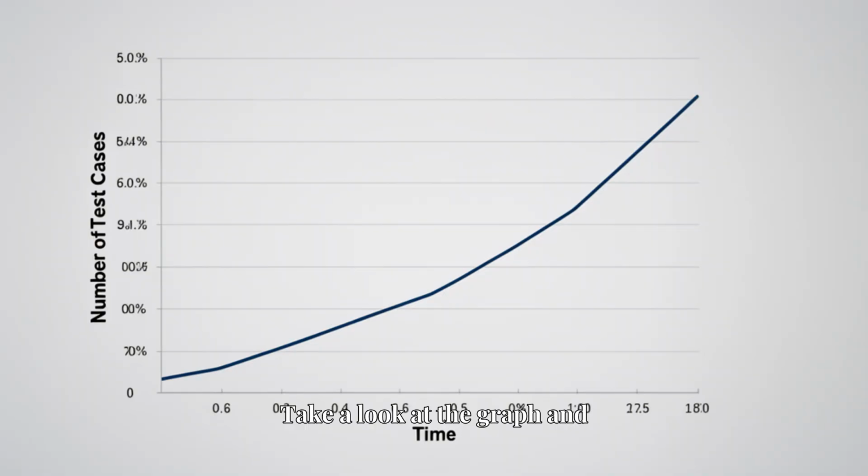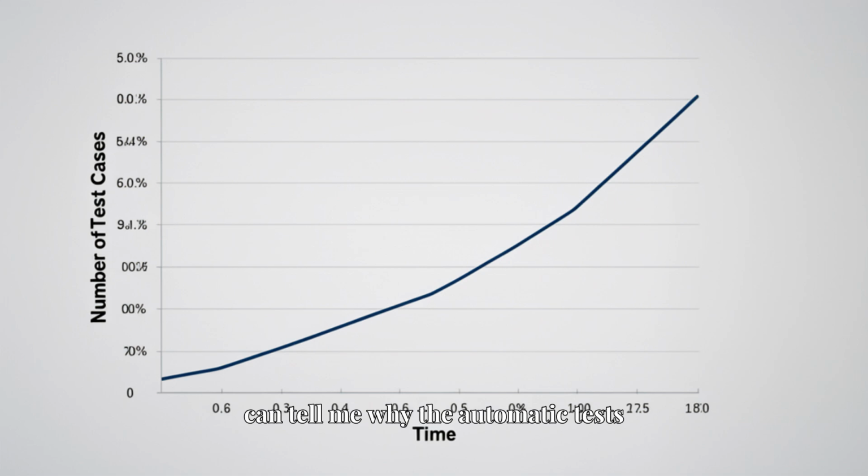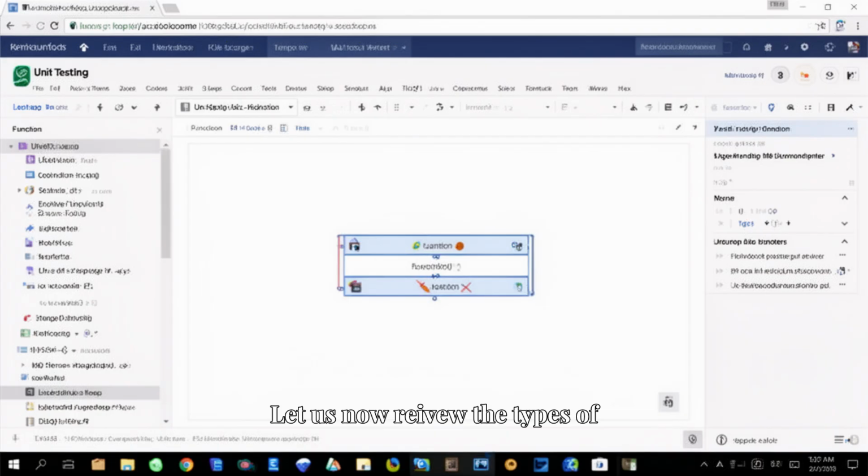Take a look at the graph and notice the difference between manual and automatic. Who can tell me why the automatic tests don't start from scratch like in manual tests? Yes, correct. Development time. Let us now review the types of automated tests.